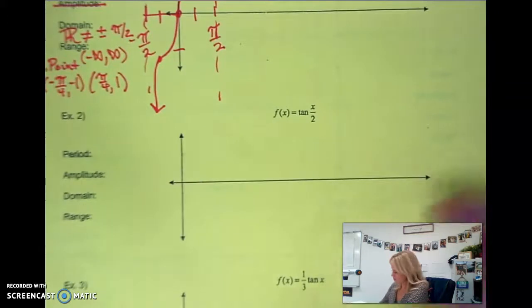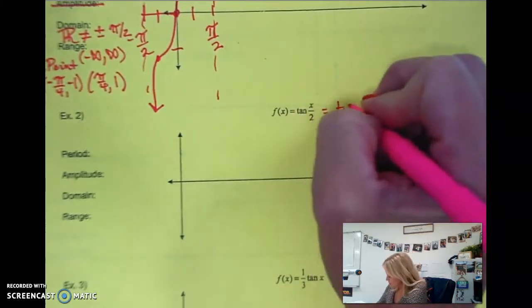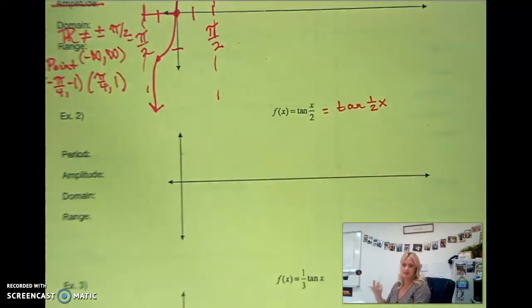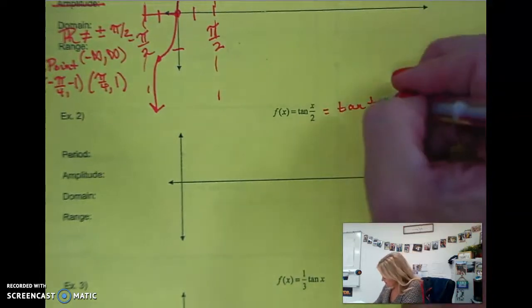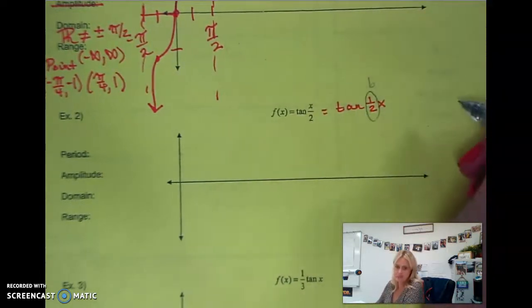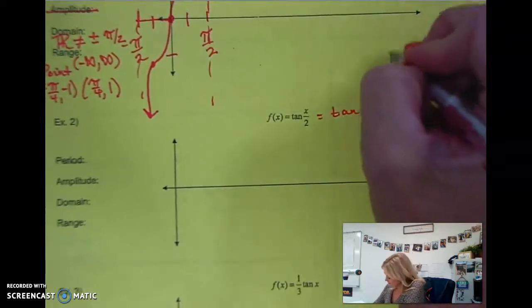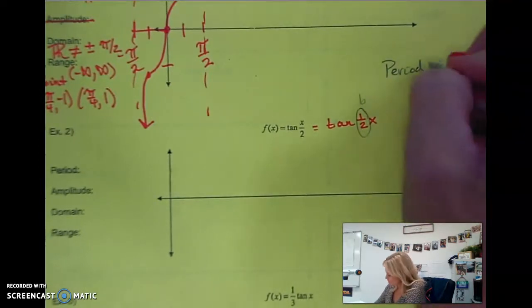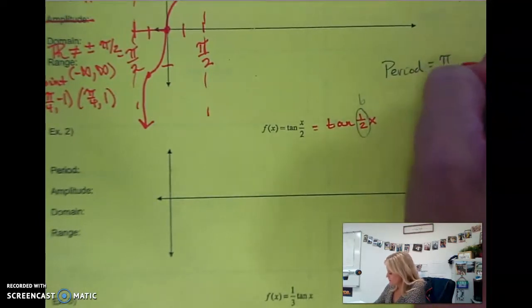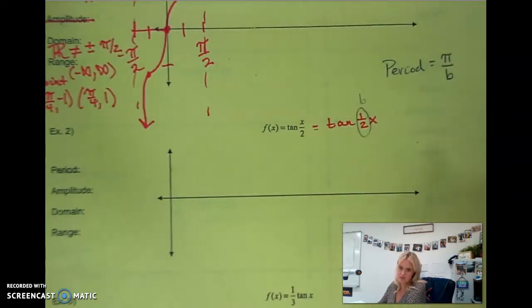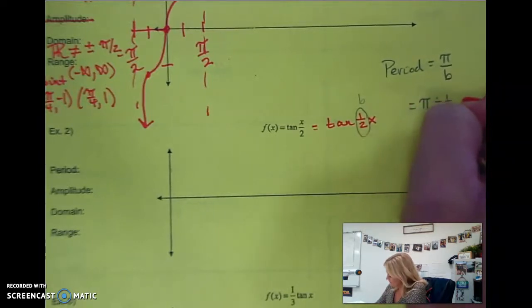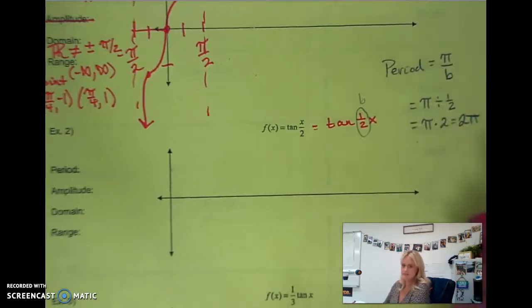This second one we're going to rewrite as tangent of 1/2 over x. And this still is our A, B, C, D. This is B, and B affects period. Now, period usually equals 2 pi over B, but now period equals 1 pi over B, because the period in tangent is only 1 pi. So what is pi divided by 1/2? Multiplied by the reciprocal, and this time my period is going to be 2 pi.